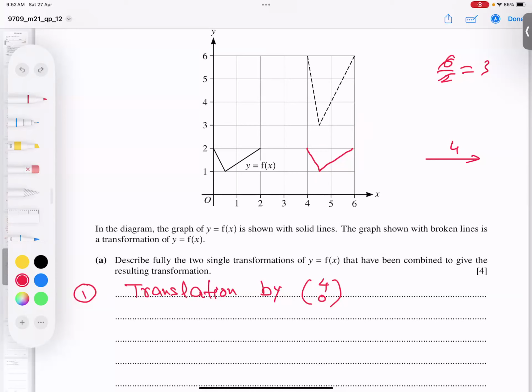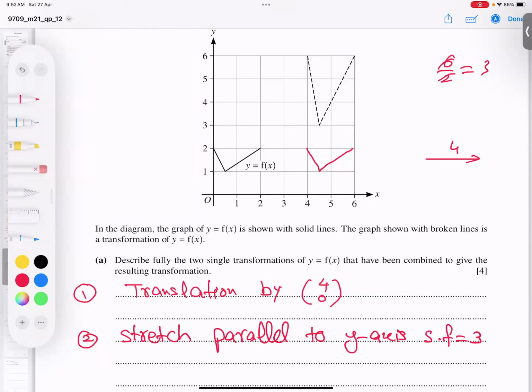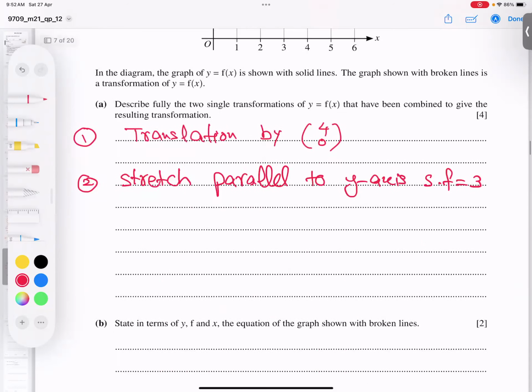So you can say, students, what is going on? Number 2, stretch parallel to y-axis because x values are not changing. Scale factor what? 3. I hope you got my point, and then it can reach there. So I hope this part is clear, and let's go for the next one.